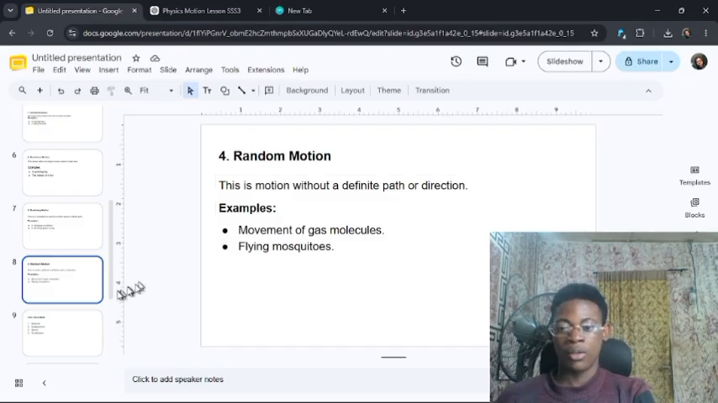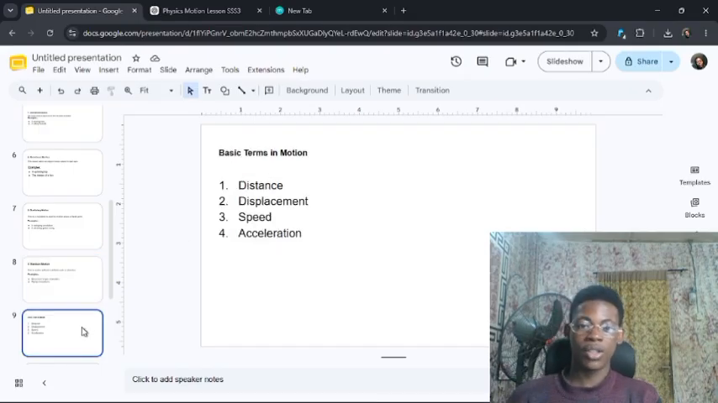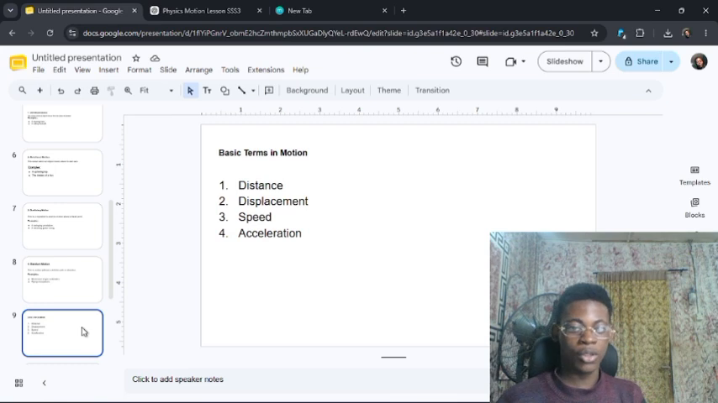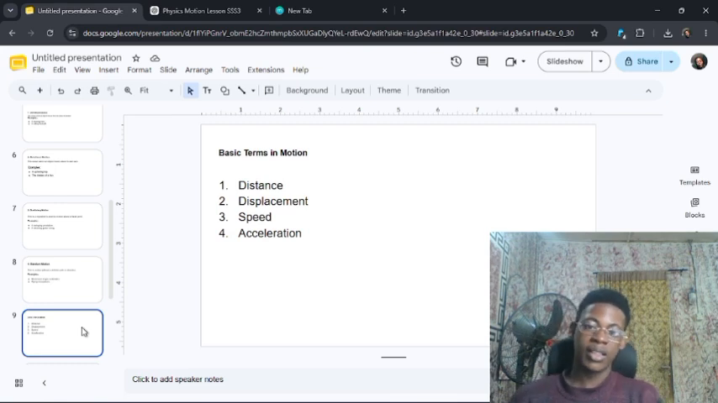Now let's move to the terms used in motion. The first term is distance.